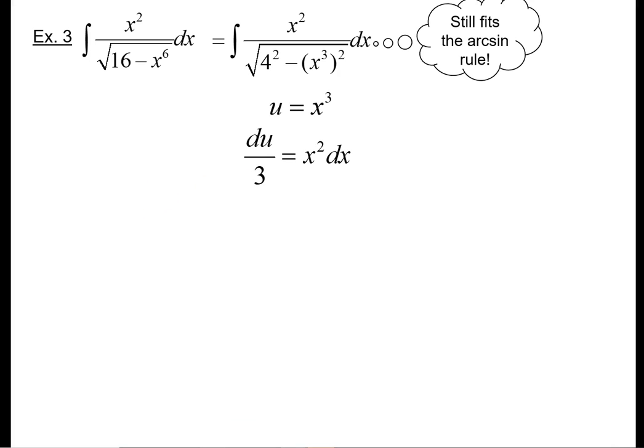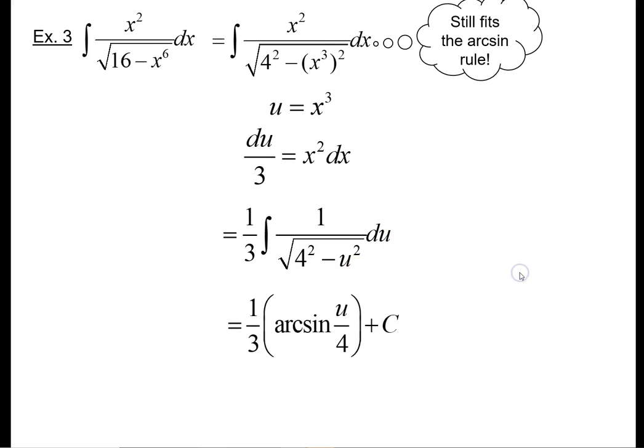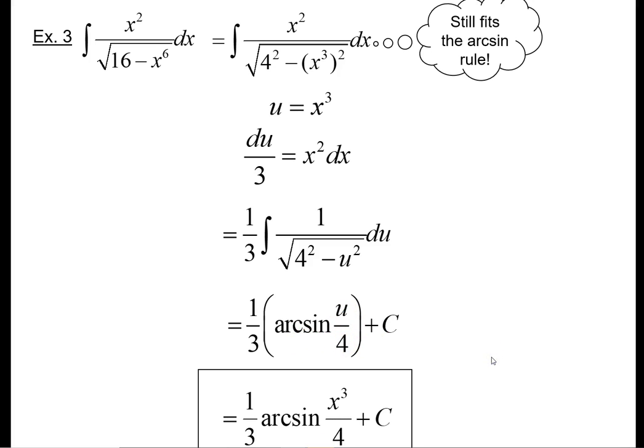So we're going to have a 1/3 in the front because the derivative there is 3x squared. So we've got 1/3 times the integral of 1 over the square root. And I put the 16 as 4 squared just for emphasis, but a is 4, minus U squared du. So that gives me 1/3 times the arcsine of u over 4, and then remember to replace the u with x cubed.